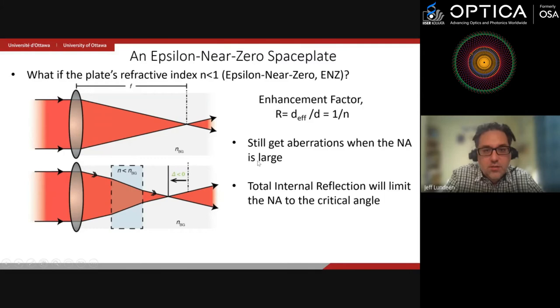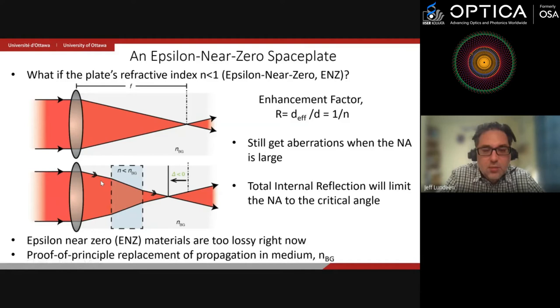And how much enhancement do you get? Well, you get 1/n. And remember, n is less than one, so it will replace more space than it takes up. But the problem is that you still get that refraction at the surface, and so you're still going to actually get aberrations when the numerical aperture is large. Also, because you're going from now air to a lower index than air, strangely, you can get total internal reflection. So that's going to limit the input range of angles here, so the numerical aperture of the system. But probably the biggest problem is just that although we can make these materials, they're lossy and they tend to be narrow band. So they aren't really usable right now.